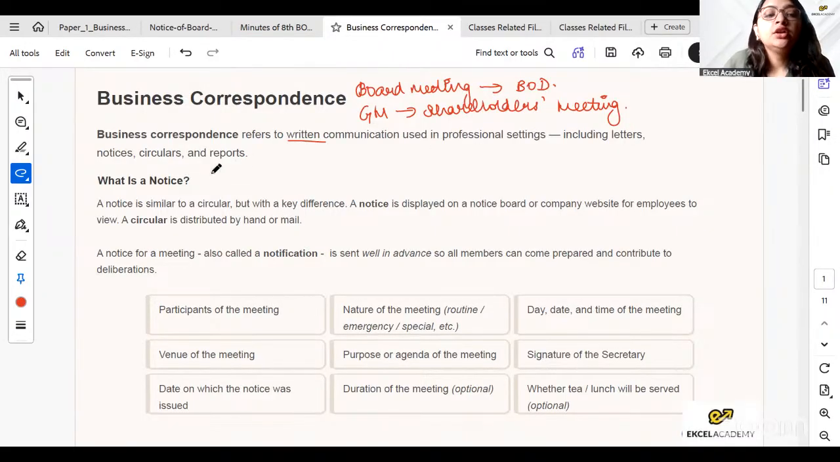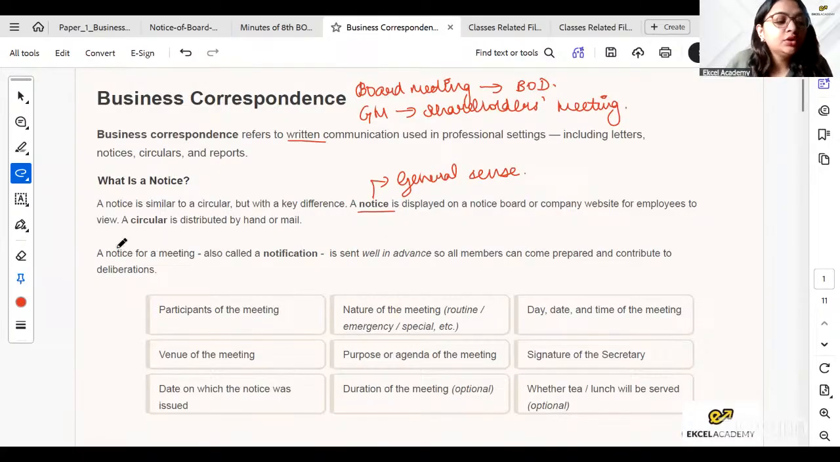Now, what is a notice? A notice is similar to a circular, but with a key difference. A notice is displayed on the notice board or company website for employees to view. A circular is distributed by hand. Now, this is notice in the general sense. What we will be understanding is notice from the meeting point of view.